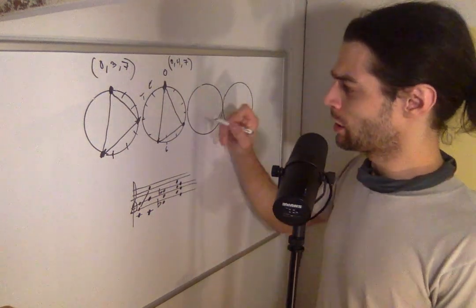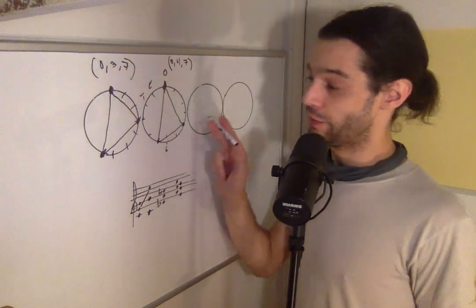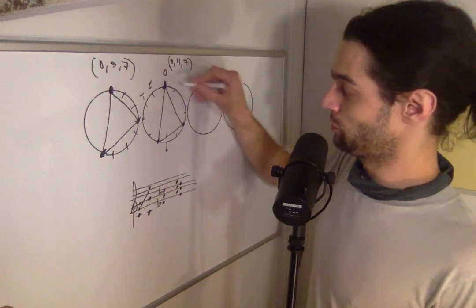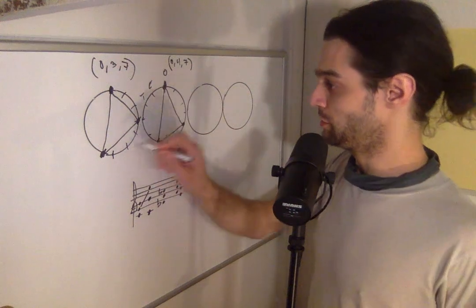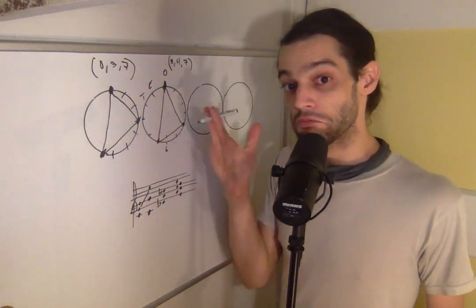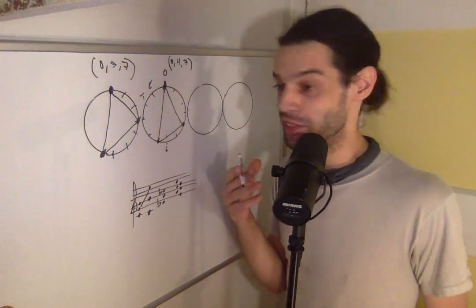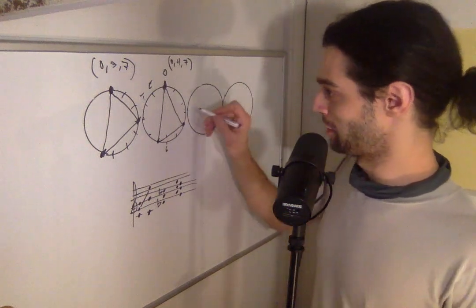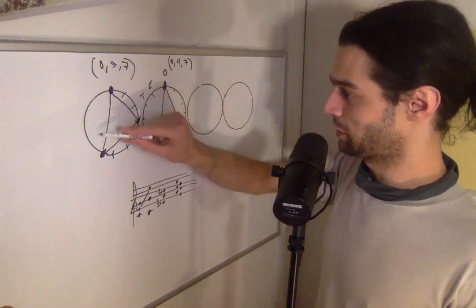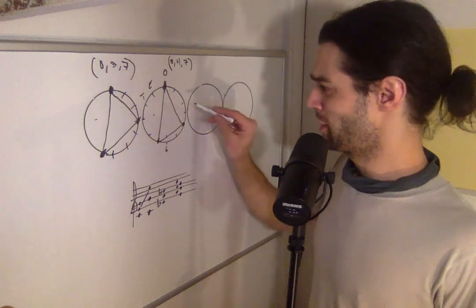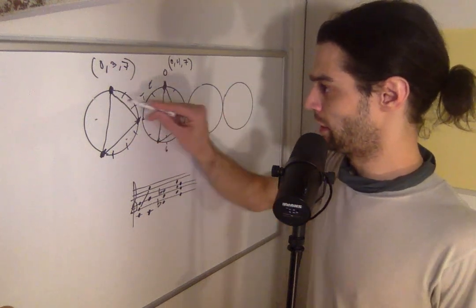So if we were to find the interval vector for these, so you got 0, 4, and 7, 0, 3, 7, you might have the intuition that it's going to be the same, because look how similar those look. Like, you got the same amount of space over here, like that area is equal to that area, this area is equal to that area.